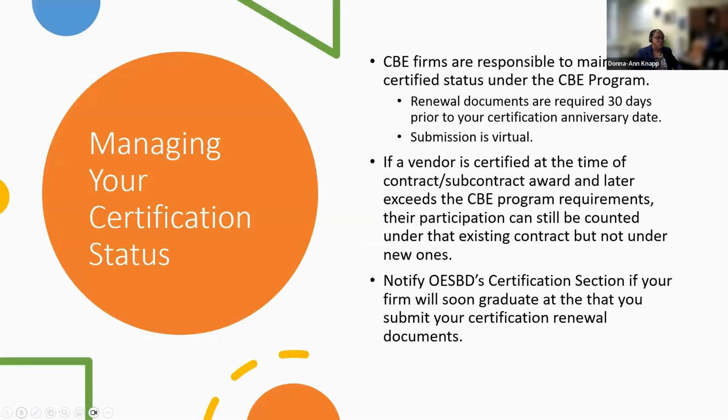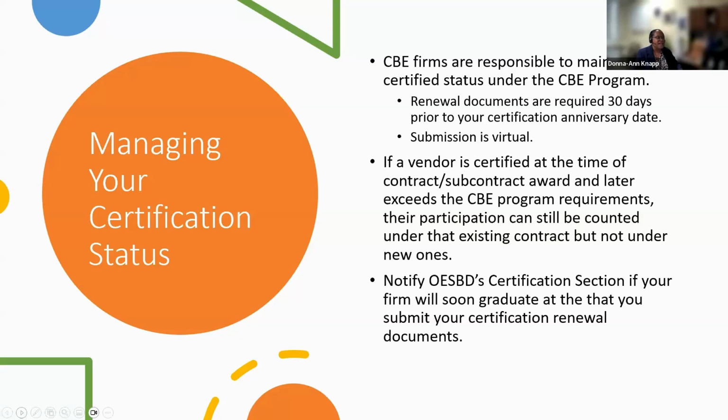I'm wrapping up, but I wanted to take the time to remind you about your certification status. When you're certified as a CBE and you're on a contract that's already been awarded, and let's say you're doing really well, you've had multiple contracts, and when you're ready to renew, you realize you've exceeded the personal net worth requirement, the 1.32 million, or if you're doing construction, you've exceeded the average gross receipts over 3 years, you're averaging more than $9 million. We don't penalize the CBE or the prime vendor. So you're eligible to be counted for the remainder of that contract that you're on.